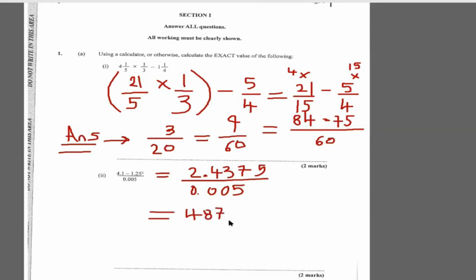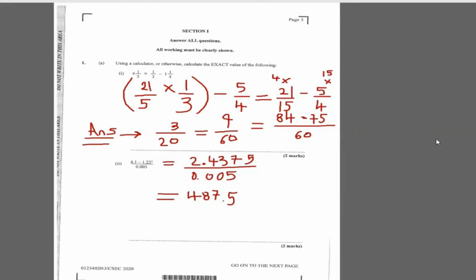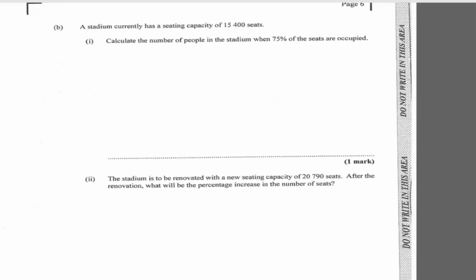487.5. And that takes care of question I and question II. Soft, easy question. CSEC math is so nice. But that's just the first page, warming up. So now we get to part B. Now part B seems to be a consumer arithmetic question. All right, so let's work out this consumer arithmetic question.